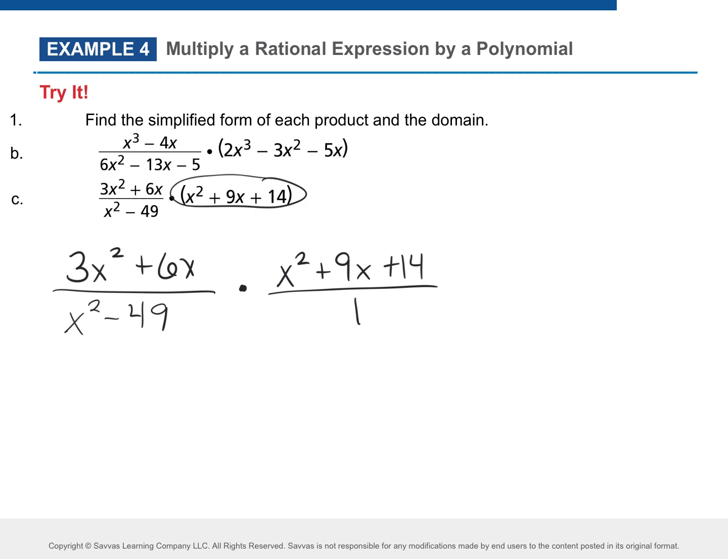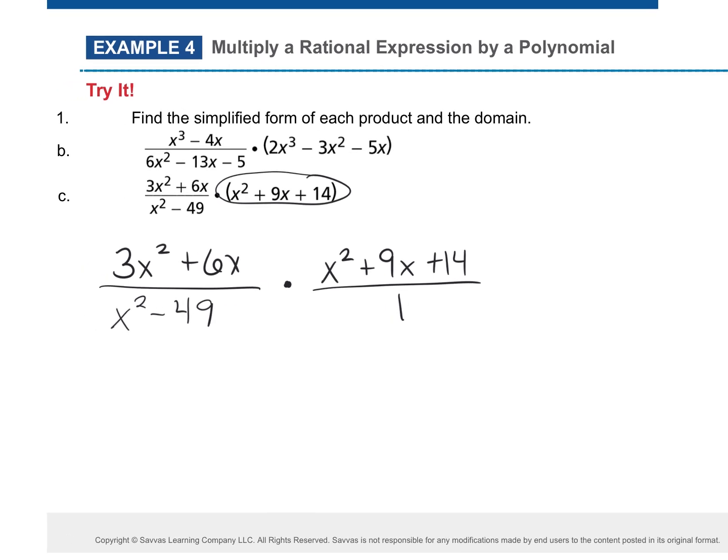Okay, so look at them separately. What can I do with 3x squared plus 6x? You can take out a 3x. I can take out a 3x. What's left if I take out a 3x? X plus 2.